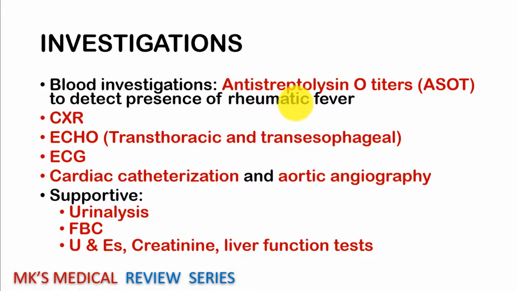So what are some of the investigations that we want to order? There are diagnostic investigations and there are supportive investigations. Some diagnostic investigations include some blood investigations such as antistreptolysin O titers. These are going to be detecting the presence of rheumatic fever, because we know by far one of the common causes of this is rheumatic heart disease in the background of rheumatic fever.